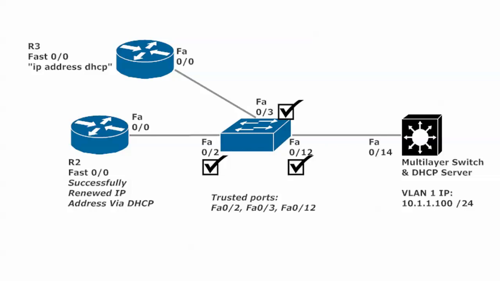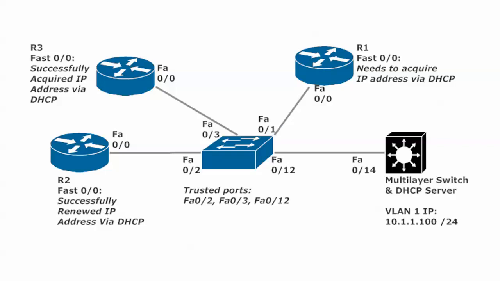Now, for clarity's sake, because I'm about to add another router here, the checkboxes have got to go. So the list of trusted ports, the DHCP trusted ports, will remain on the screen, but the check marks are going to go away. And here is router 1. It needs to acquire an IP address via DHCP, and it's connected to 0/1 on our switch, and we're really ready to go there. What we're going to do instead of trusting it, though, and using DHCP snooping, is using IP Source Guard so we can see what's going on there.